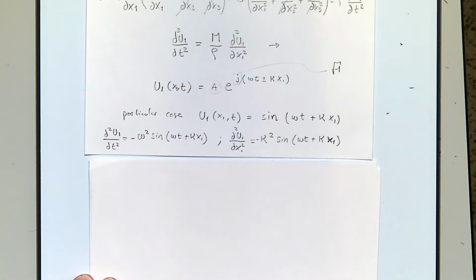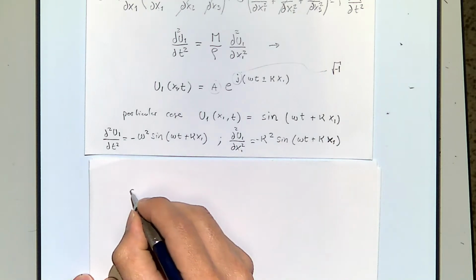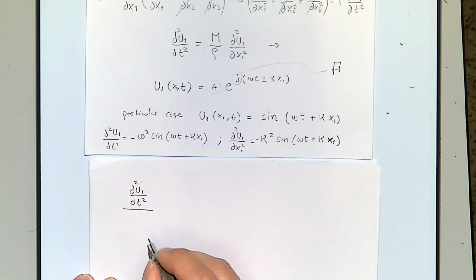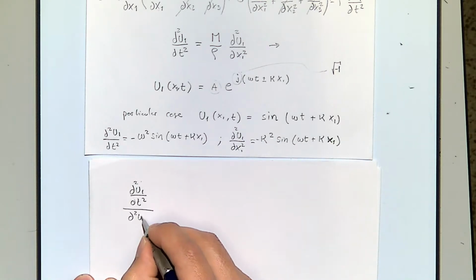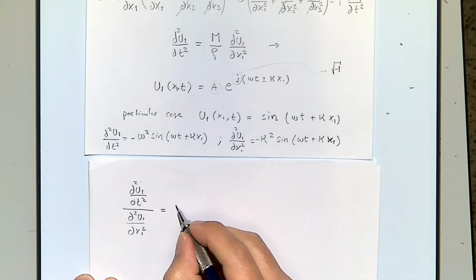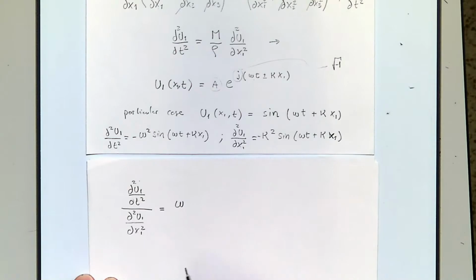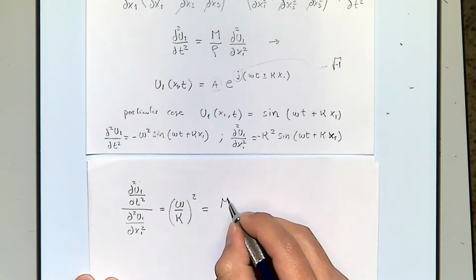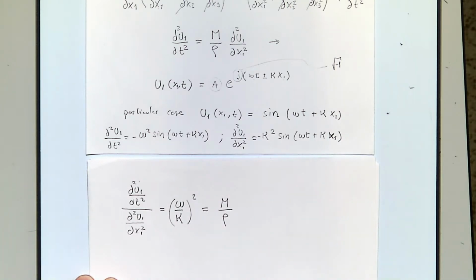Well, let's now just replace those two equations into our main equation above. And let me write here, the second derivative of u1 with respect to t, divided by the second derivative of u1 with respect to x1, that's just going to be equal to this parameter divided by this other parameter, all of that squared, right? And actually this is going to be equal to m over density, right?